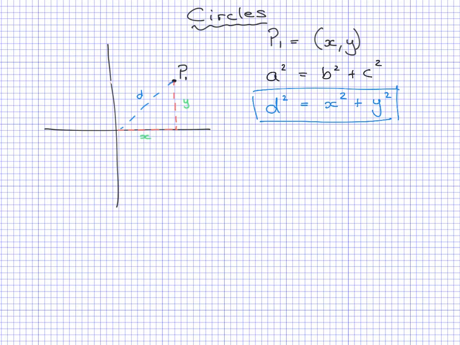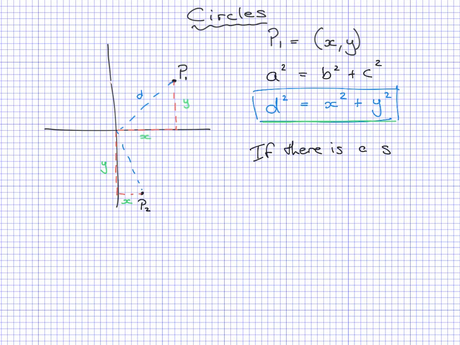Because let's imagine that this point, instead of being here, was somewhere down here, and this is a different point. So we've got a vertical distance from the origin and a horizontal distance from the origin, and we've got a diagonal distance from the origin. We would use the same process to find out the distance. We would use exactly the same formula.